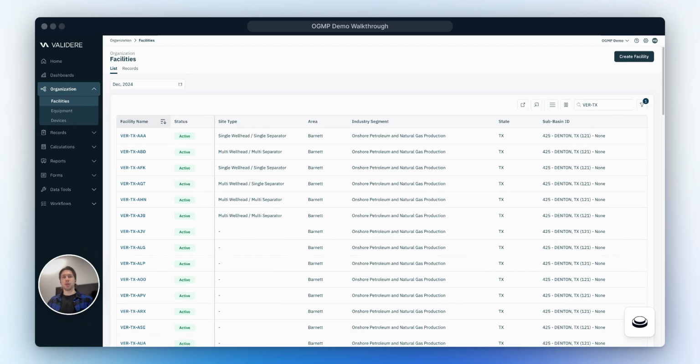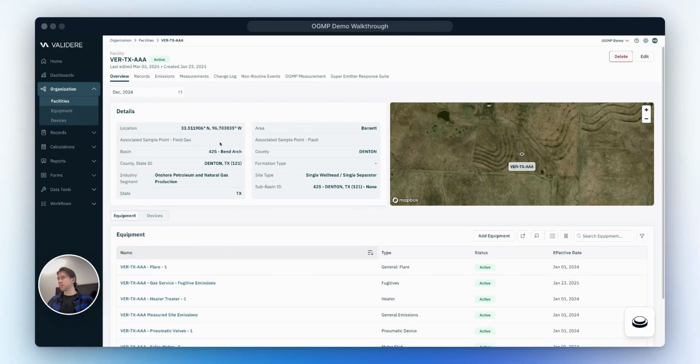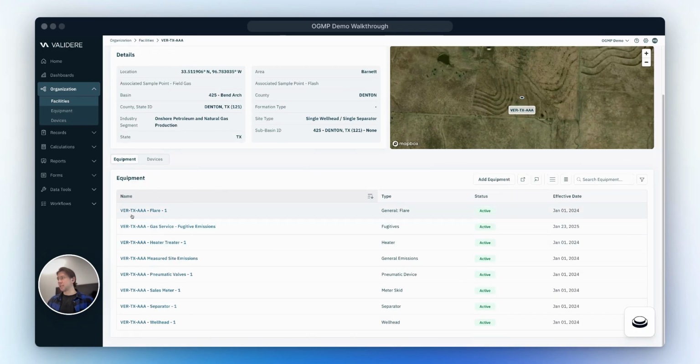how we support the OGMP methane emissions quantification use case through our product. Now, this is going to begin with the creation of a hierarchical, entirely configurable asset inventory, starting with sites or facilities, which are categorized by site type, a customizable attribute where we're grouping sites into groups that we expect to have similar emissions profiles. Now, clicking into one of these, I can see the equipment associated with this site.